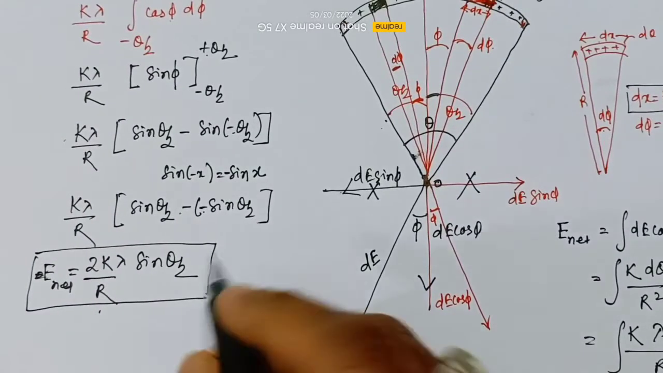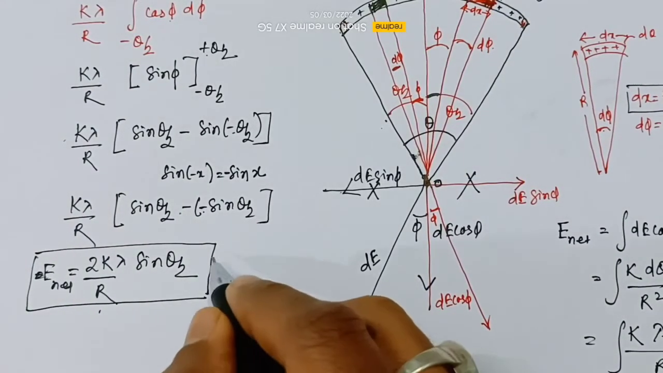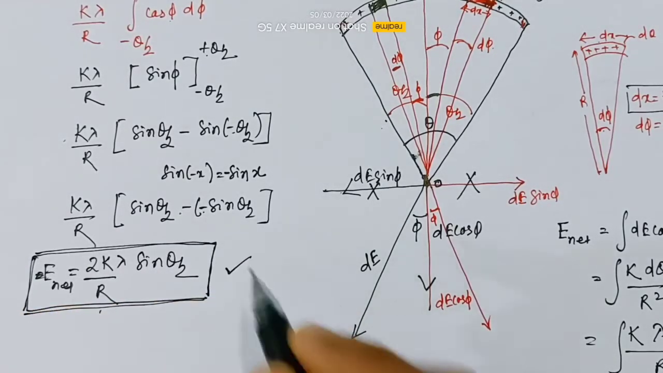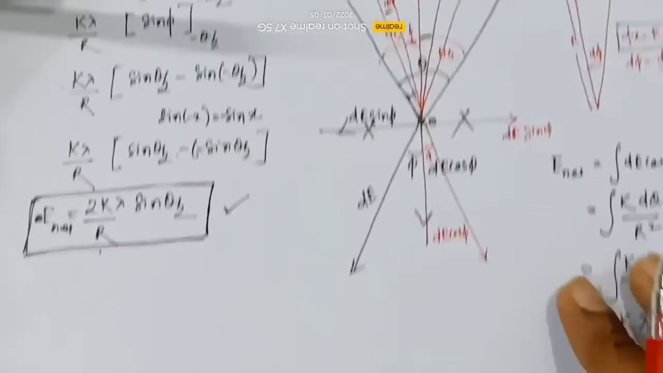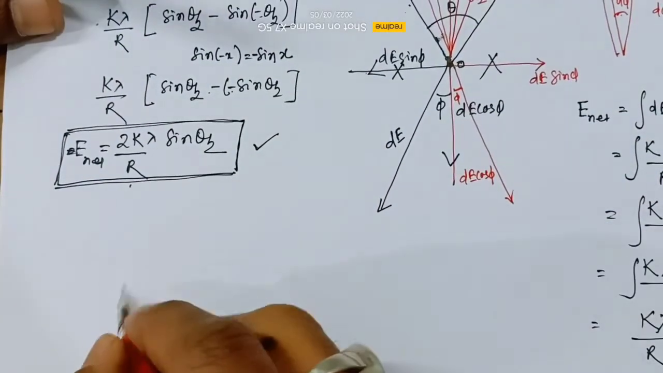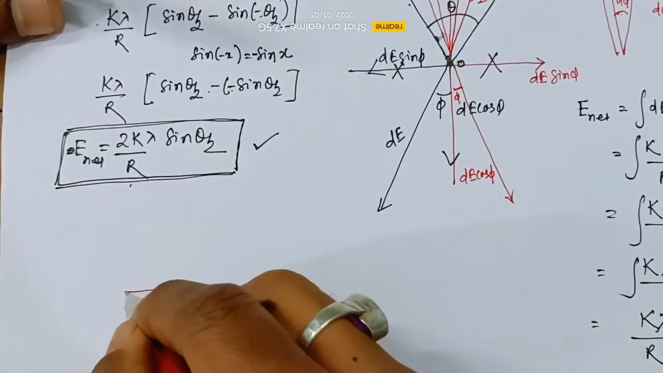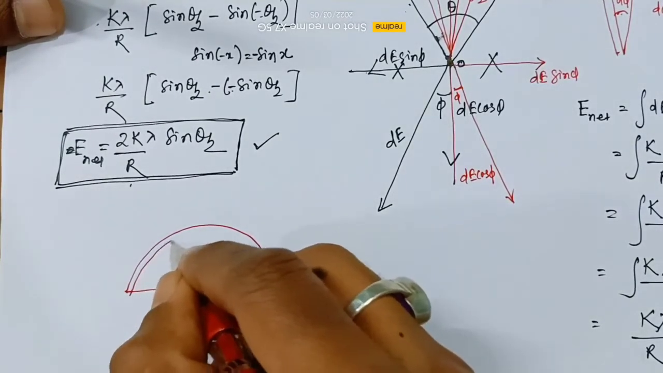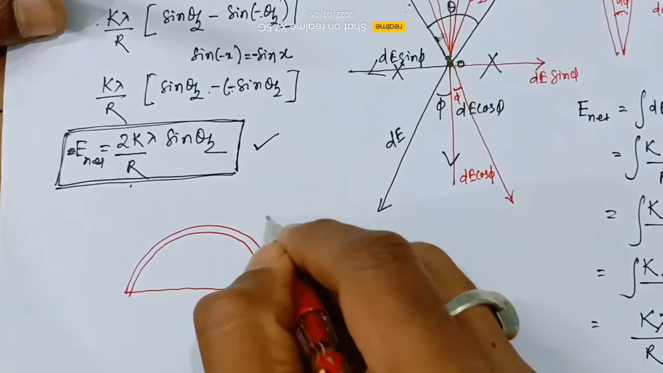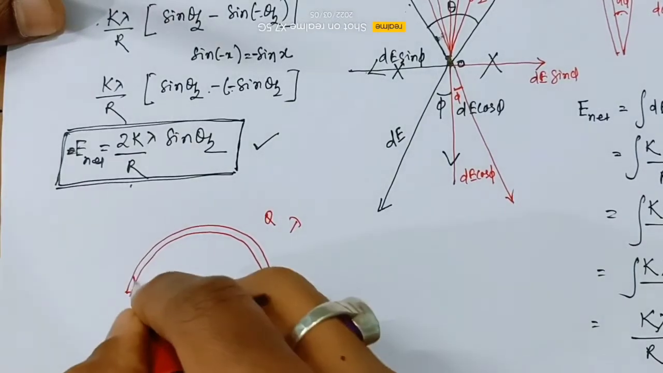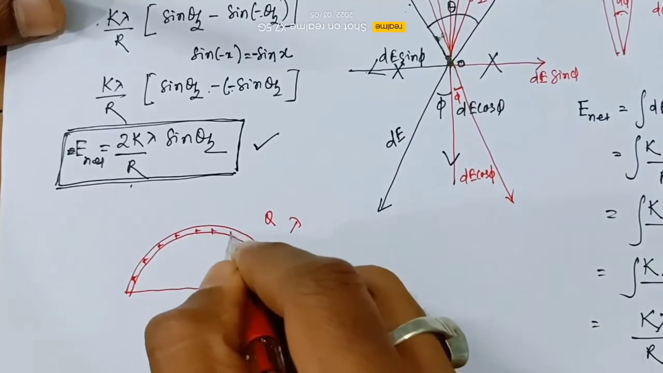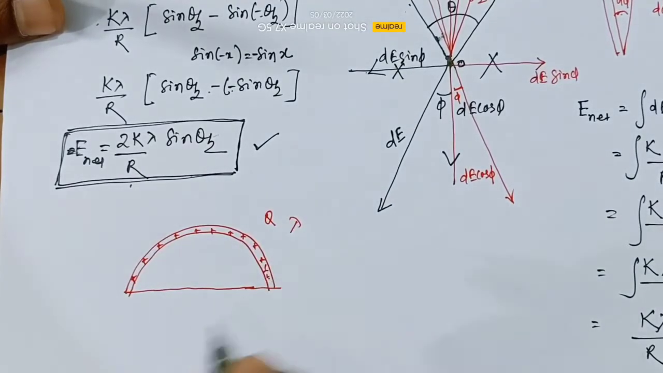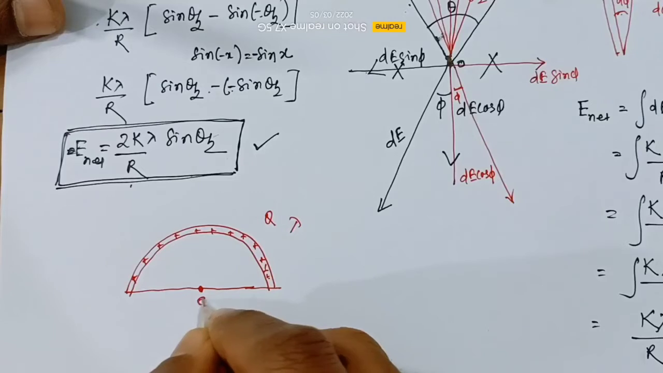This is a very important result, and this important result can solve some of the good competitive questions that were already asked in the papers. Let me do some of the applications based on this. Suppose a semicircular arc is given to you. This is a semicircular ring, you can say, having total charge q and line charge lambda. This is positive. Using this expression, 2k lambda by r sin theta by 2, can I predict the expression of electric field at the center of the ring?